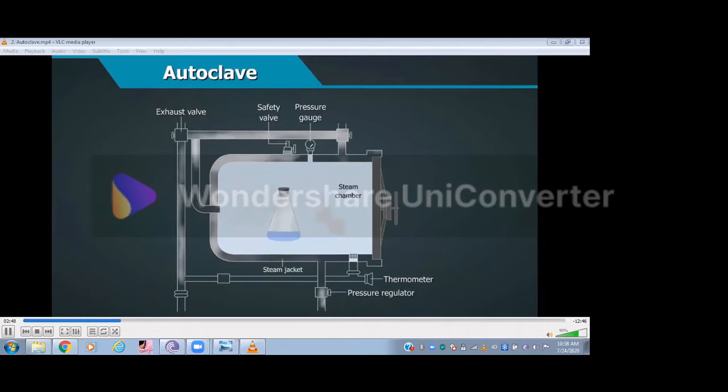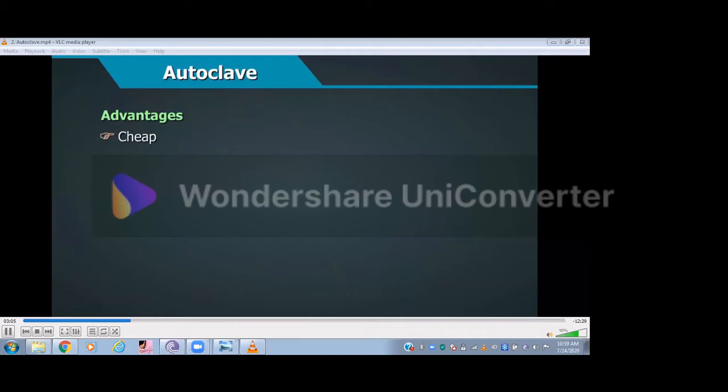The steam continues to be pumped at a higher pressure than normal atmospheric pressure, so it reaches a temperature of about 121 to 140 degrees centigrade. After the cycle, the steam is discharged through the exhaust valve. Advantages: this is a cheap method. Uses: for the sterilization of waste, liquids, and instruments.